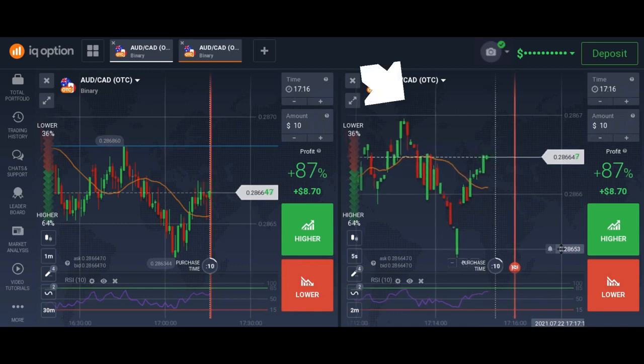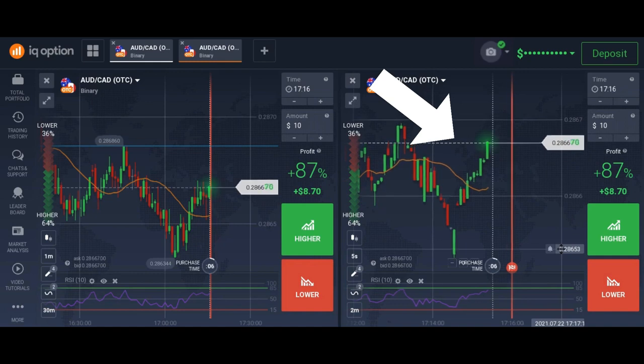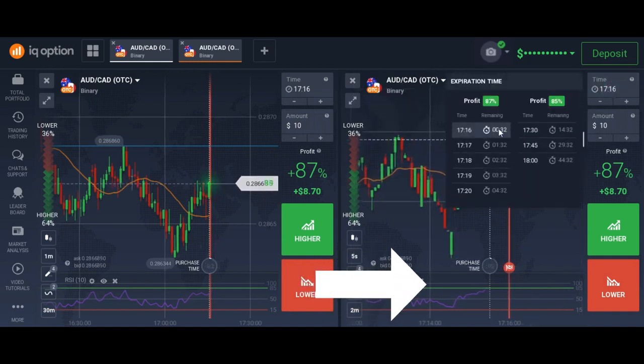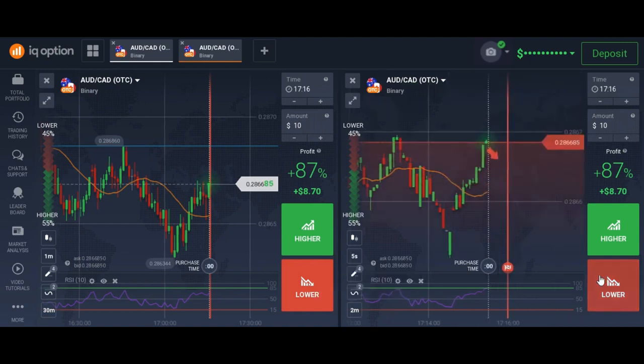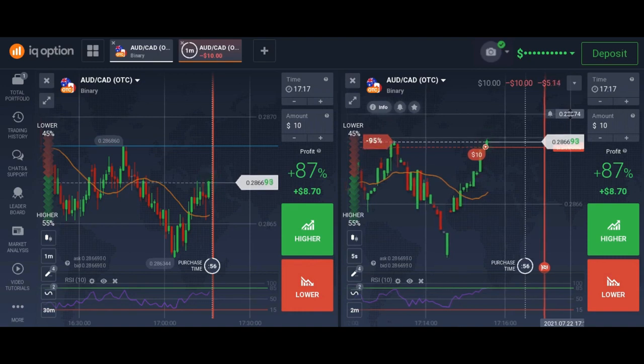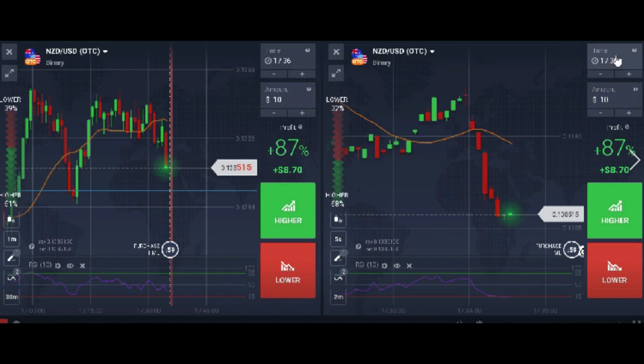As you see the candles on the second chart, they were above the moving average, and the RSI was in the overbought zone. I put the minimum expiration time available at that time, which was 30 seconds. If the trend is bullish, it will continue to be bullish until the price passes the last low point.